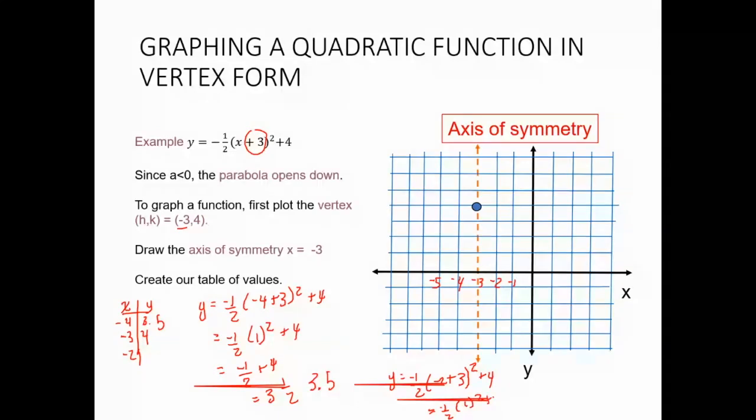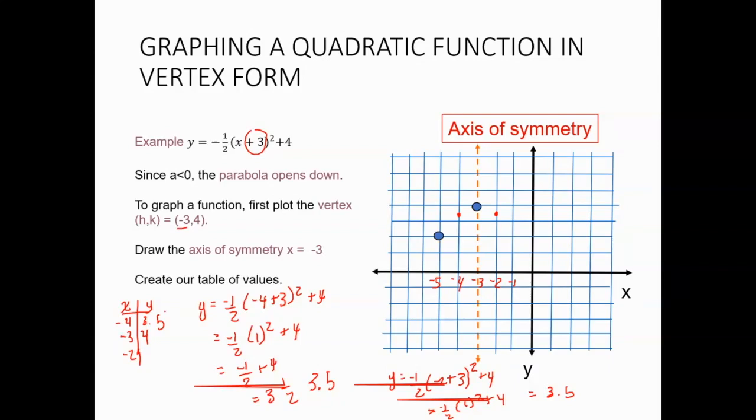So we get 1 squared plus 4. So I get negative 1/2 plus 4, so I get 3.5 again. So we have our negative 4 and 3.5, and then right here. And then I also went ahead and did negative 5.